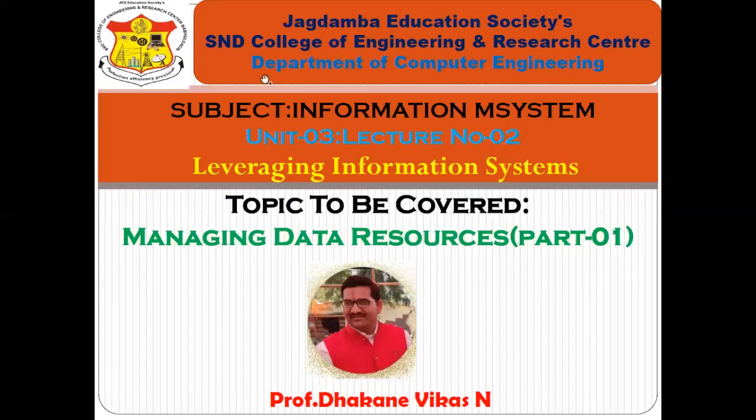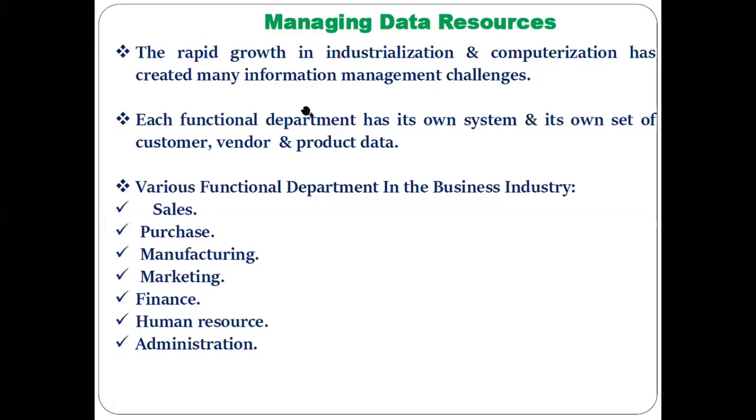Now today our next topic is related to managing the data resources. Up till now we have studied in detail what an information system is. We compared the traditional information system and the modern information system, and nowadays we are focusing on the modern information system, that is nothing but the computerized information system. Also we have studied the resources required, or the components, of the modern information system. Which are the components of the modern information system?